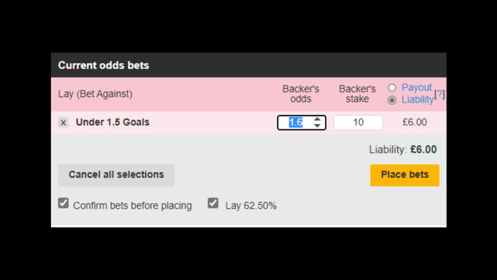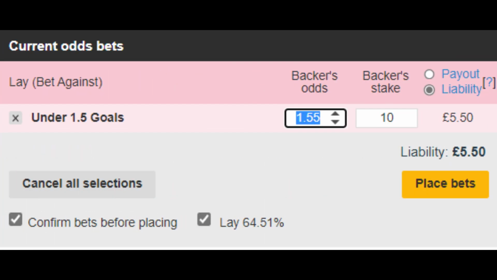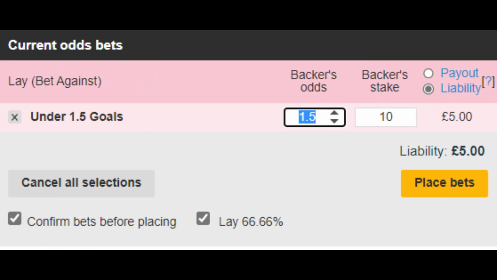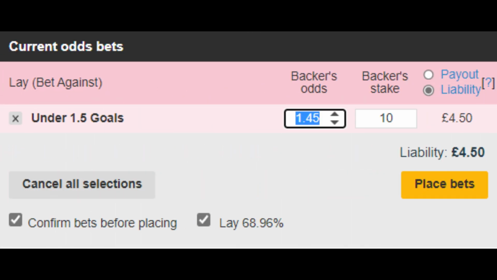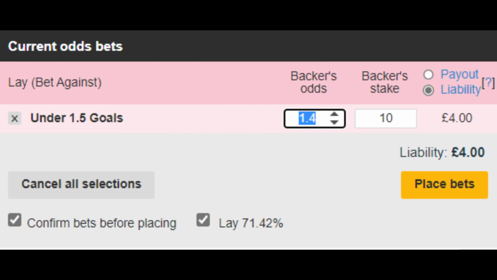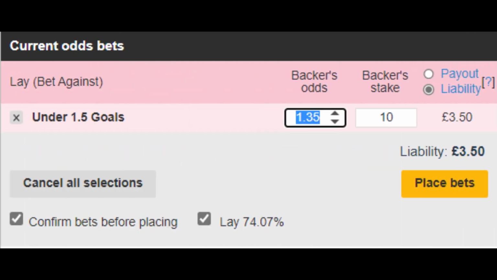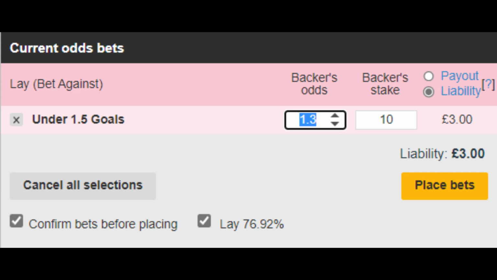Then place all of our lay stakes waiting to be matched as the odds decrease over the course of the second half, waiting for that all important goal. So £10 at decimal 1.55, £10 at decimal 1.5, £10 at decimal 1.45, £10 at decimal 1.4, £10 at decimal 1.35 and £10 at decimal 1.3.